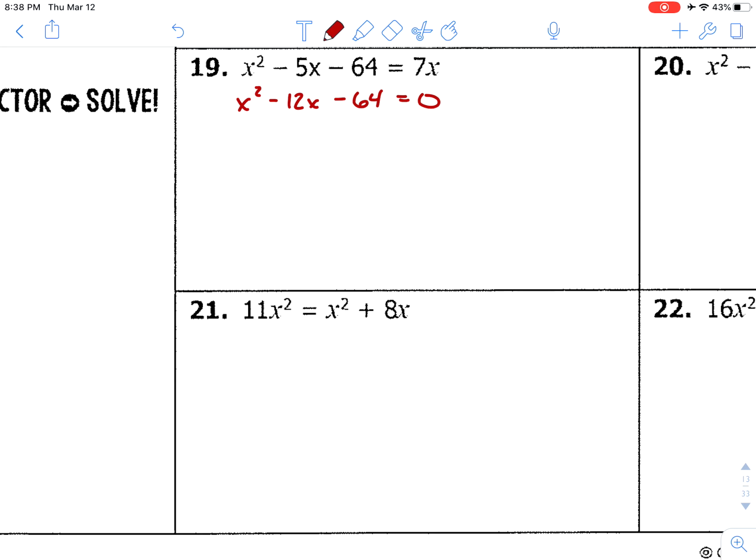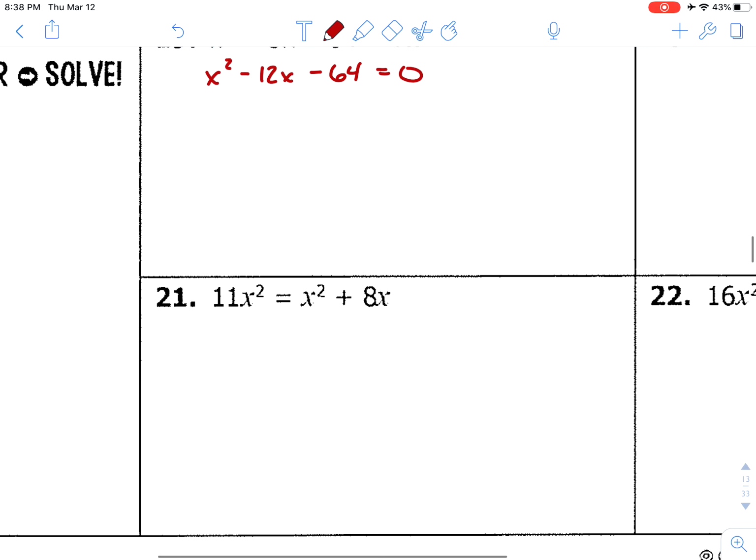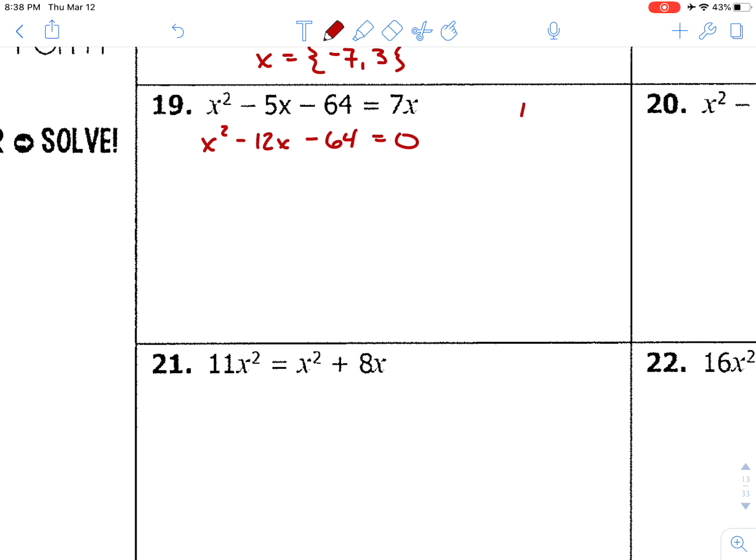Okay. So now I want to try and come up with factors of negative 64 that add to negative 12. So I'm going to come up with a list of factors here real quick for 64. All right, so we're going to have 1 and 64, 2 and 32, 3 doesn't, 4 and 16, 5, 6, and 7 don't, then 8 and 8.